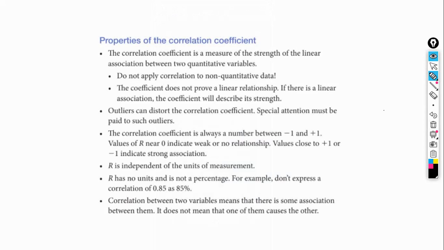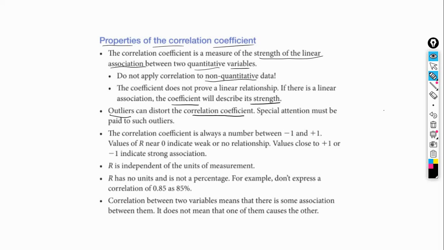So now we're going to take a look at some properties of the correlation coefficient. The correlation coefficient is a measure of the strength of the linear association between two quantitative variables. Do not apply correlation to non-quantitative data. Well, this is obvious, right? It won't work with qualitative data. The coefficient does not prove a linear relationship, but if there is a linear relationship or association, the coefficient will describe its strength. Outliers can distort the correlation coefficient, so special attention must be paid to outliers.